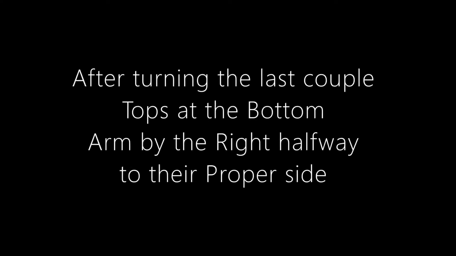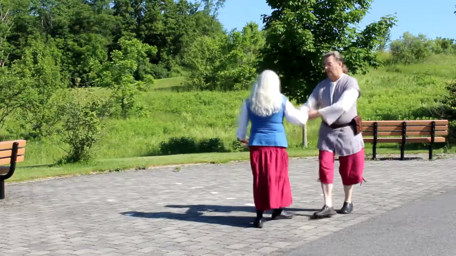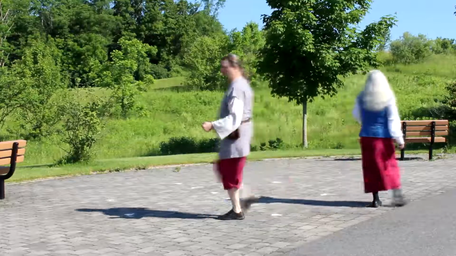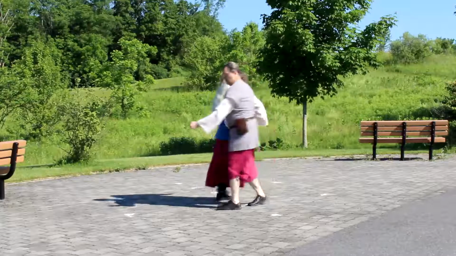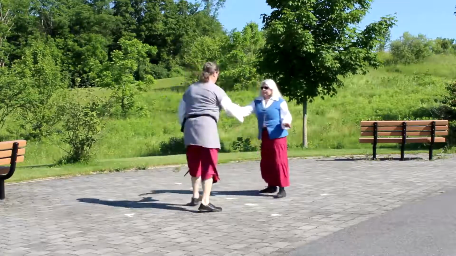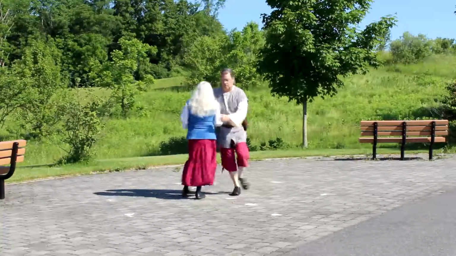The tops meet at the center and arm once around, and then left to the next couple. After arming by the left, the other couples move up 1 space. After turning the last couple, the tops at the bottom arm by the right halfway to the proper side. By the right, left on the side, back in the middle with your partner, left to the next. The sides stay where they are and wait for the tops to come to them.